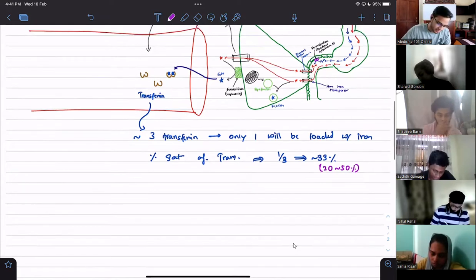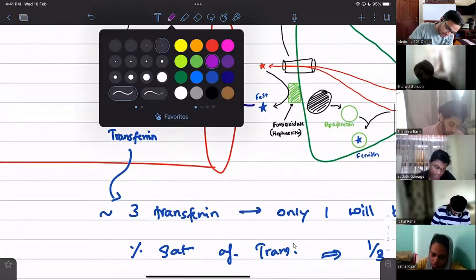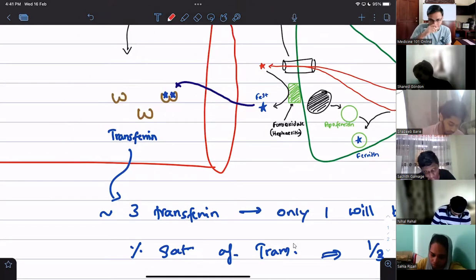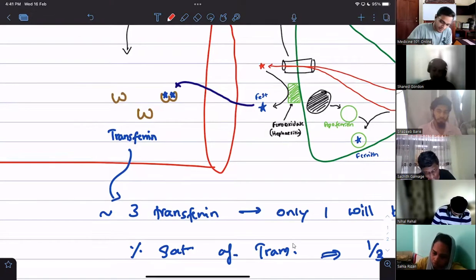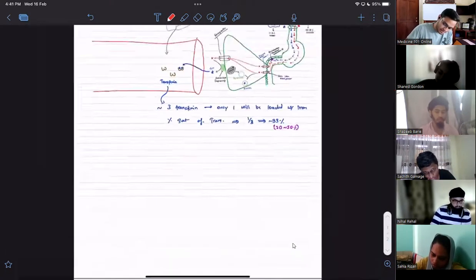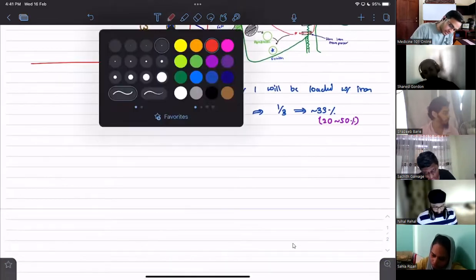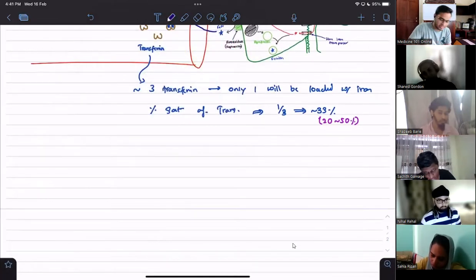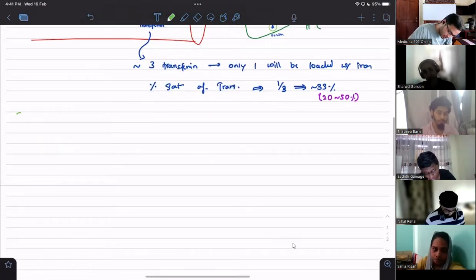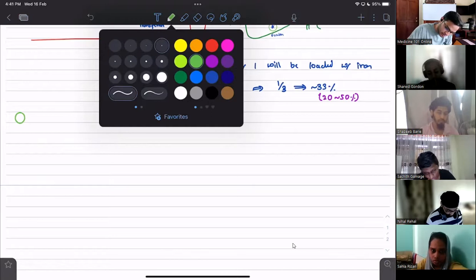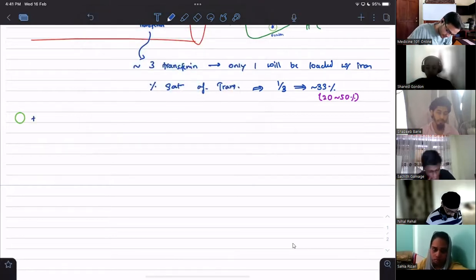Now look at this, guys. Another important thing here. There are some terms here also: transferrin that is loaded with iron. Let me draw it like this. Take a side of your page and draw this, just to make it clear. What is this? I'm going to draw it like this. Plus this.